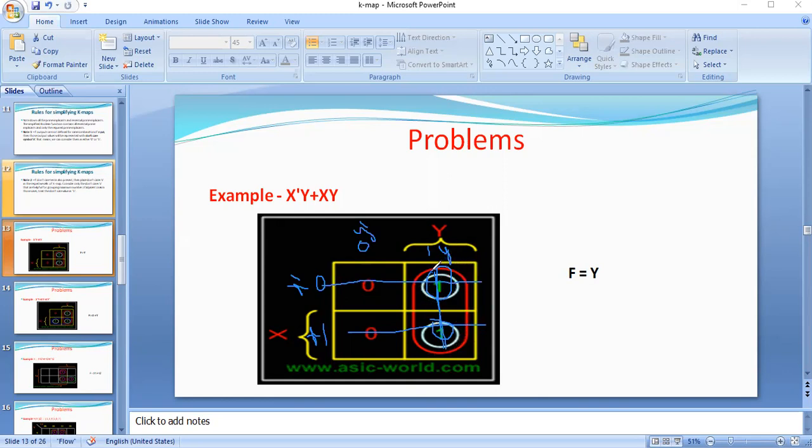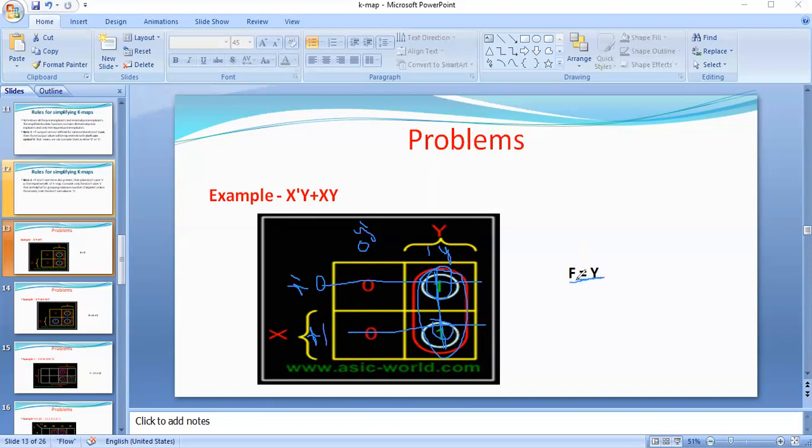Okay, so what is the possibility? We have to group these 2 cells. There is no other possibility. So after grouping, what do we have to do? We have to write the common term in that group. What is the common term? Here X bar, here X. In these two terms, there is no common variable. What is the common variable here? Only Y.